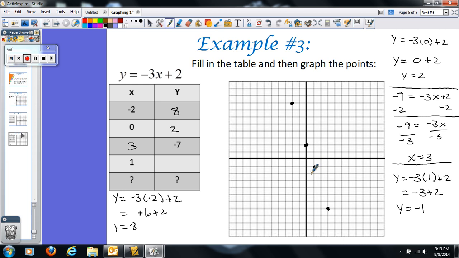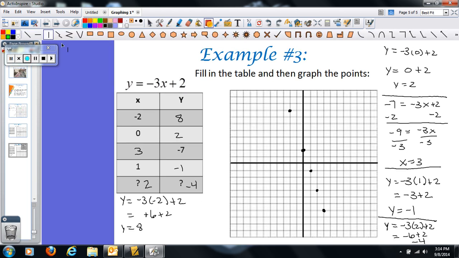And now I'm going to pick one more number. Let's try x equals 2. So you got y equals negative 3 times 2 plus 2. That's going to be negative 6 plus 2, which is going to be negative 4. So I go right 2, down 4. 1, 2, 3, 4. And you actually notice that this actually makes a line. This is what we call a linear equation.